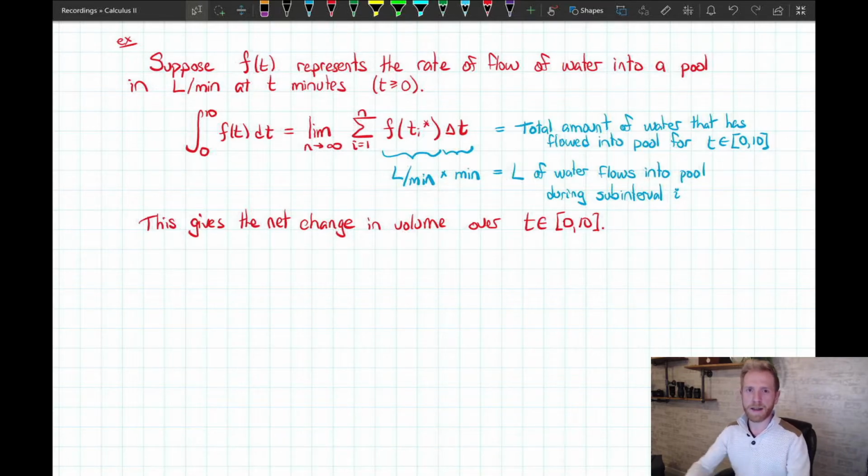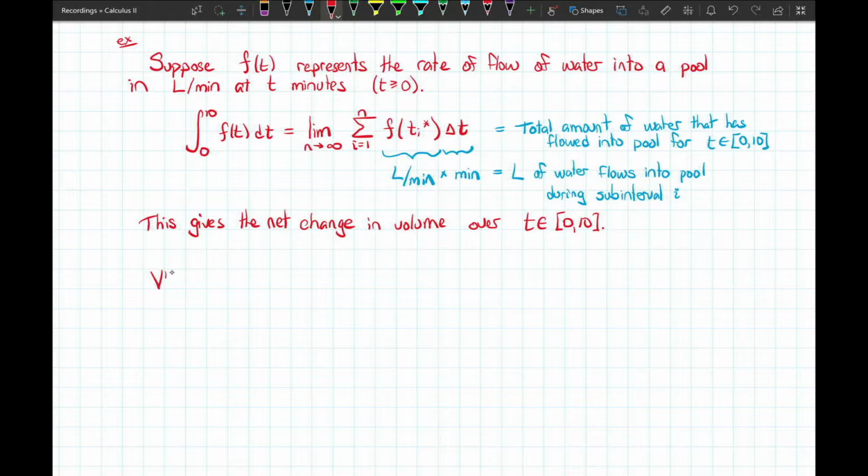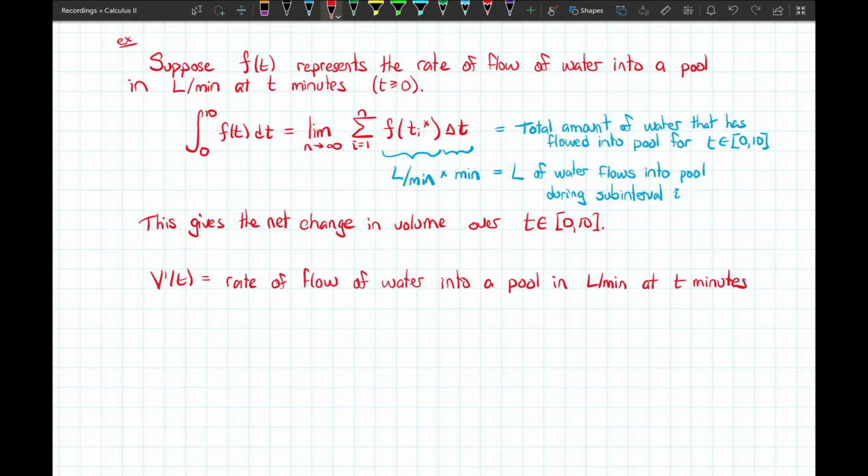And then let's take a look at that and see how the fundamental theorem of calculus might give us another interpretation of it. So let's say v prime of t is equal to the rate of flow of water into a pool in liters per minute at t minutes. Okay, well, we can integrate that. Let's say we just pick any time interval, maybe from 0 to 20 minutes.